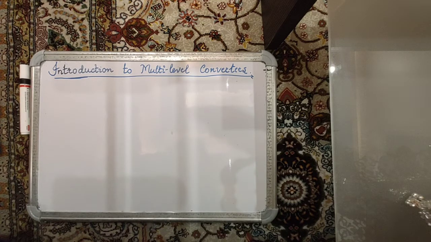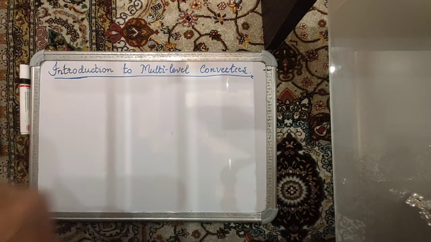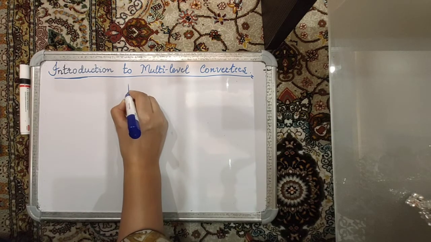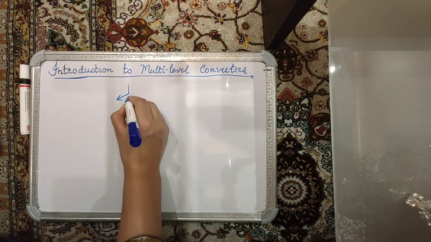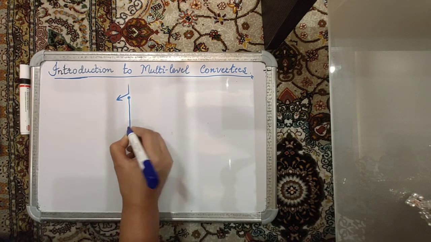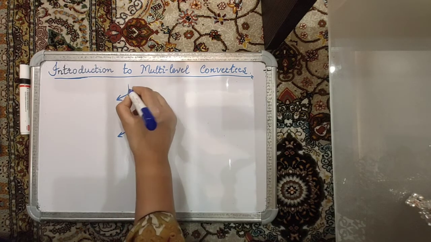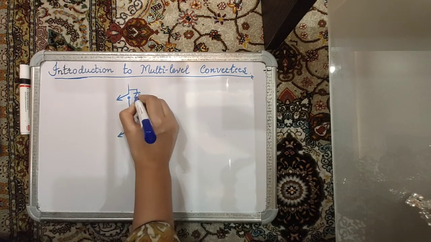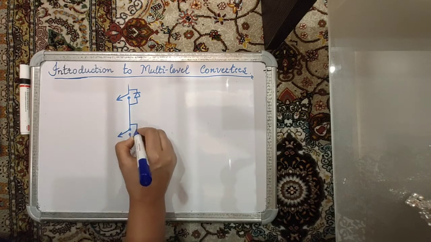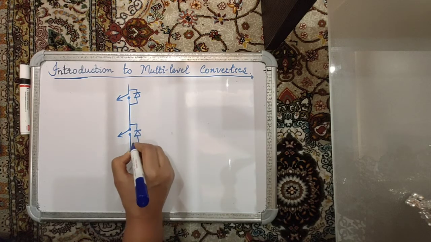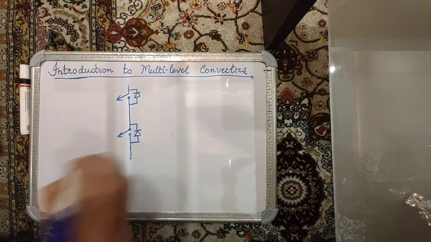So before we begin with an introduction to multi-level converters, I would like you to remind yourselves of the standard two-level VSI, that is voltage source inverter, also known as a two-level converter, which has two switches on each leg which are complementary in action. And if you have a three-phase two-level VSI, then you will have three such legs.